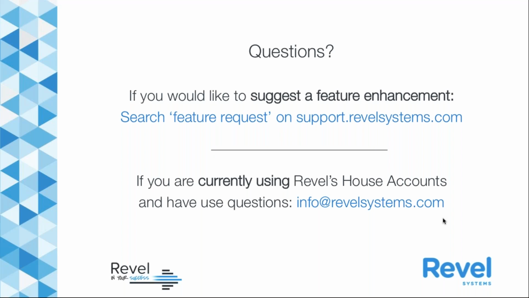All right. As highlighted here, if you would like to suggest a feature enhancement, maybe you've been using house accounts in the past and you have not yet seen some additional enhancement that you think could improve the feature, you can search feature request on support.revelsystems.com, and it'll bring you to a form where you can submit details on what you would use the feature for. That would give details to our product team, and they can take that into consideration when building out future releases. And furthermore, if you're currently using Revel's house accounts and have additional use questions, you can always email info@revelsystems.com for a detailed walkthrough.